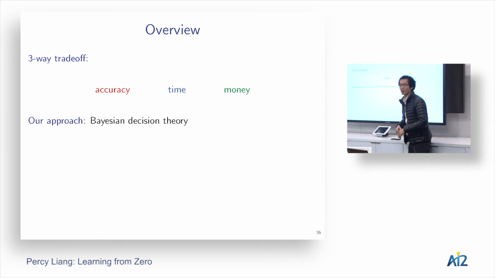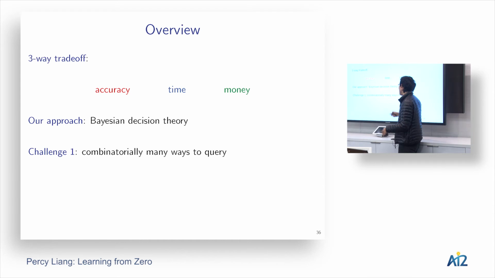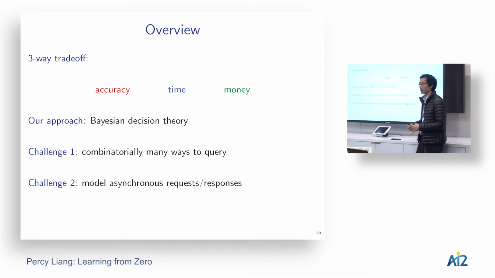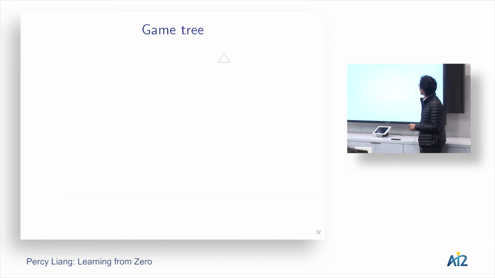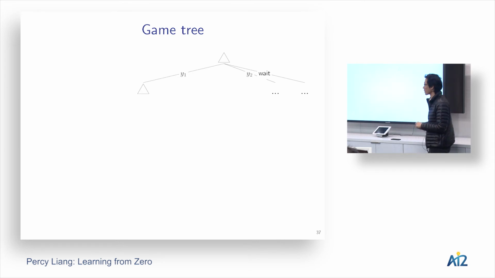So our approach is basically to put on our Bayesian hats and just write down what we want, and then we'll figure out how to optimize this. There are 2 computational challenges. There are combinatorially many ways of querying, and also we're making all these asynchronous requests, so we have to model the time properly. For a while, we tried to write down some equations using decision theory, and we just got really confused because of the time asynchrony and the amorphous structure. And then we wrote down a game tree, and it became really clear. So that's what I'm going to do.